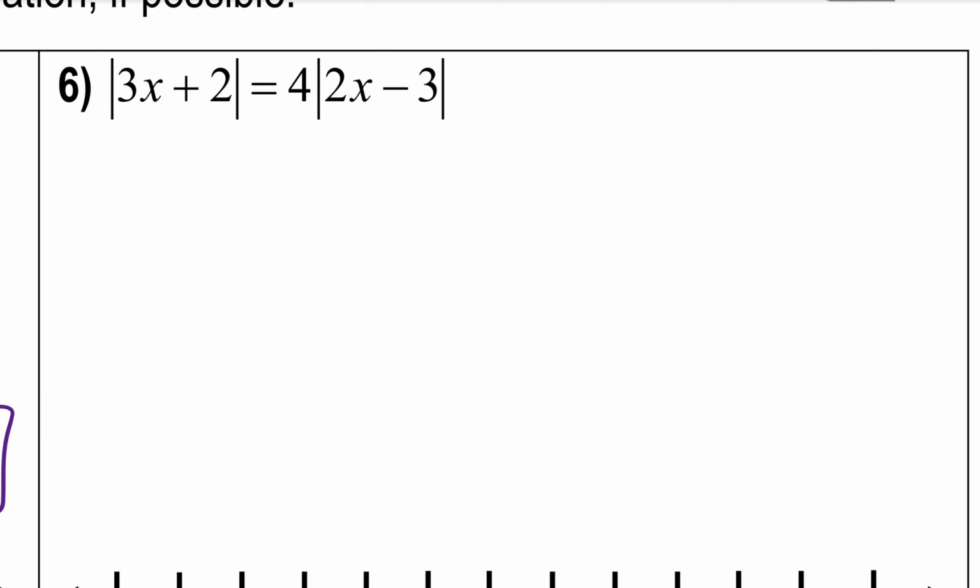Alright, here we have two absolute values again, but now we have this extra number in the front. That's okay, that doesn't mess us up any. So I'm going to do the same thing starting out as we did before. I keep the left side the same, keep the right side the same, and now instead of absolute value we want to use parentheses because we will go ahead and distribute.